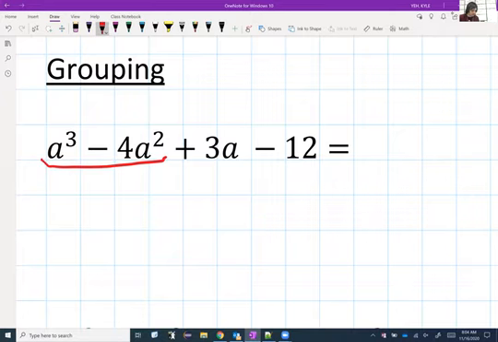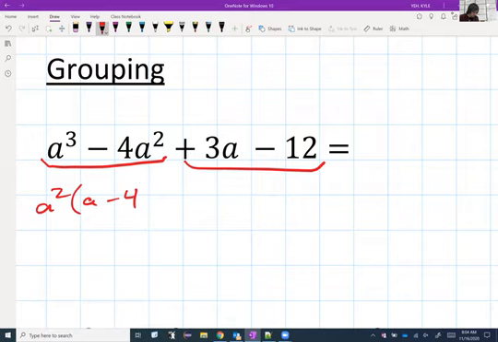We have 4 terms. So let's just say group them 2 by 2. What can I pull out of that group of 2? It looks like this group of 2, we can pull out an a squared, leaving me with a minus 4. And then the other group of 2, it looks like I can pull out a positive 3, leaving me with a minus 4.